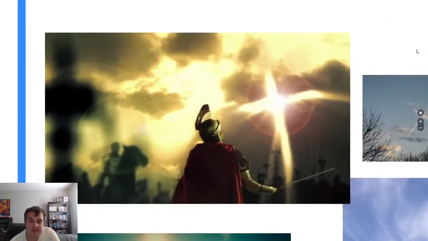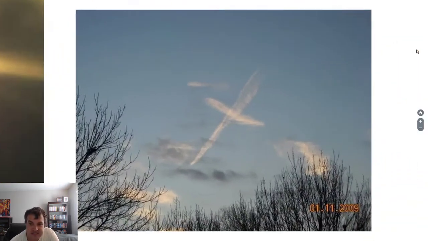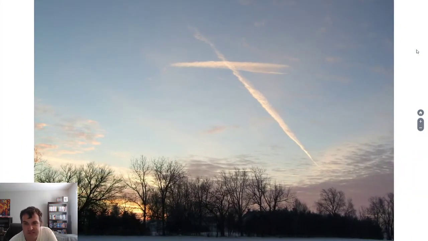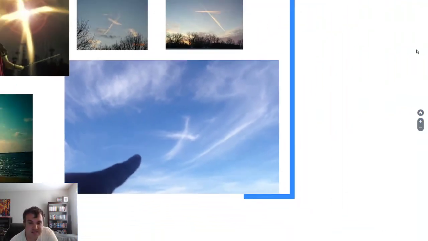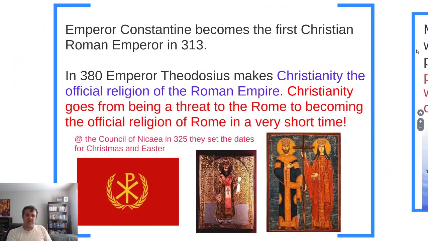So, all right. Was it something like this? Something like this? Who knows what it was? All right. So Constantine becomes the first Christian Roman emperor in 313. And then, 70 years later, Constantine's ancestor, Emperor Theodosius, makes Christianity the official religion of the Roman Empire.